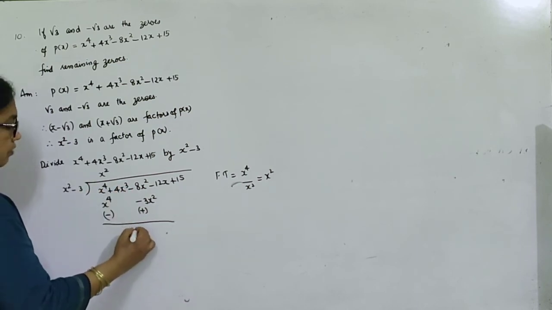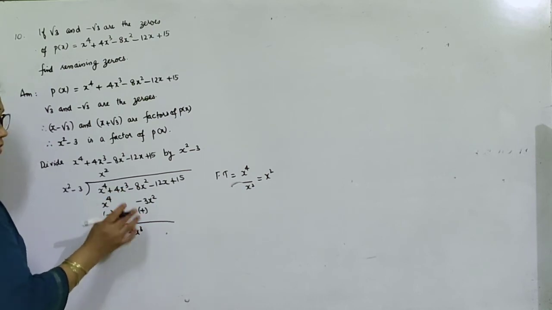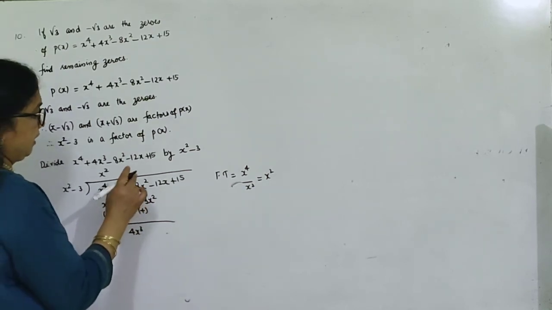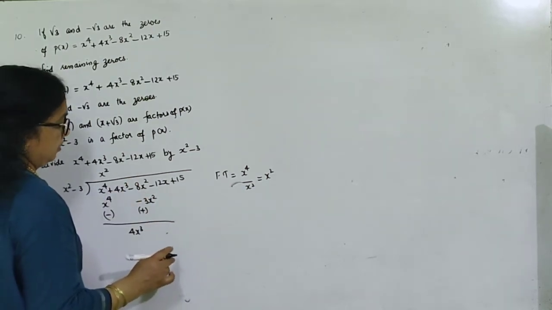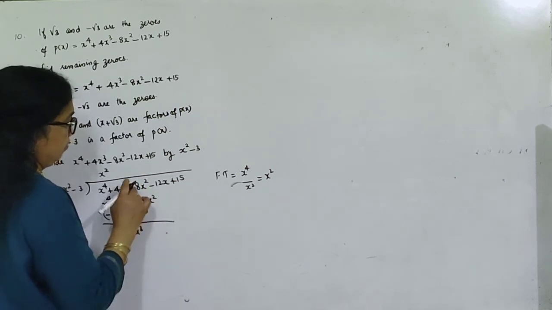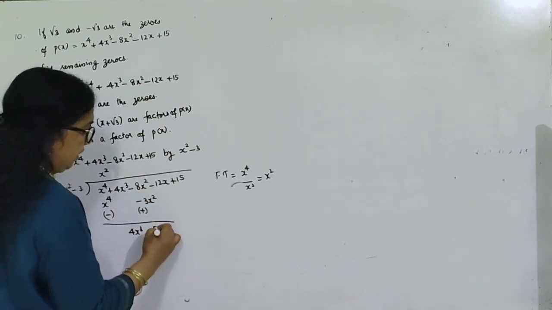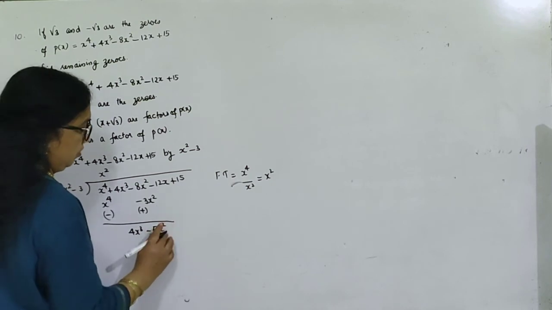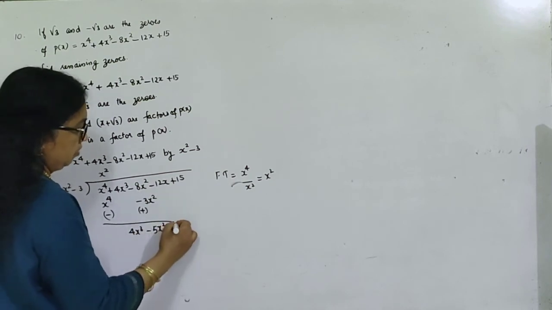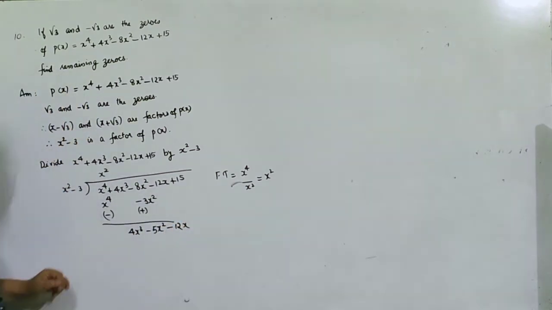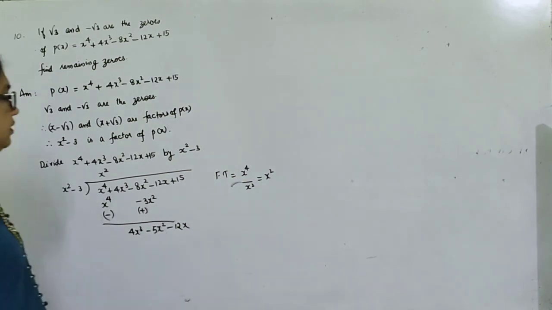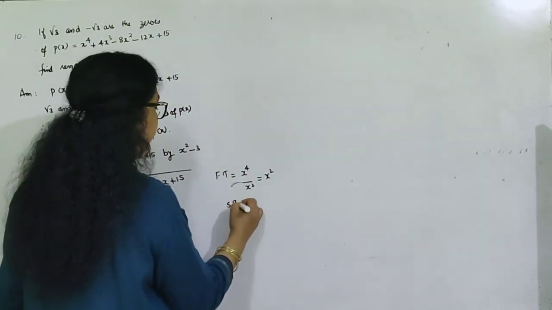Now 4x cube first, write it below, the x cube term. Now here minus, here plus, different sign, subtraction. 8 minus 3, 5. Bigger number's sign, so minus 5x square. Now next term you have to get here below, minus 12x. Okay. Now in order to get the second term, what you have to do?